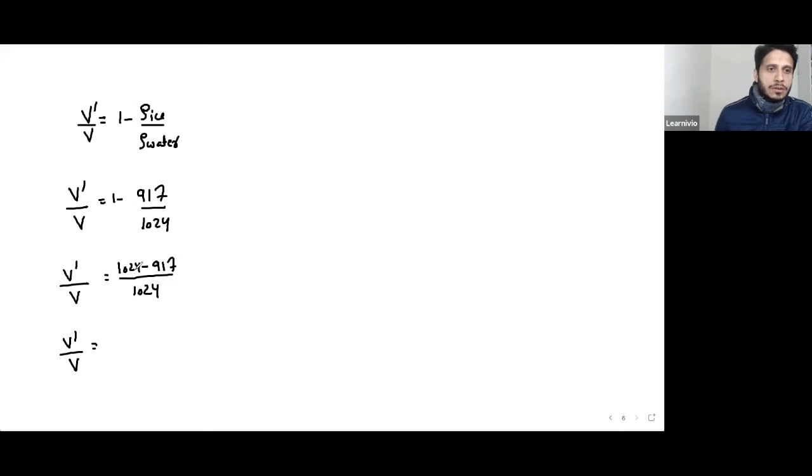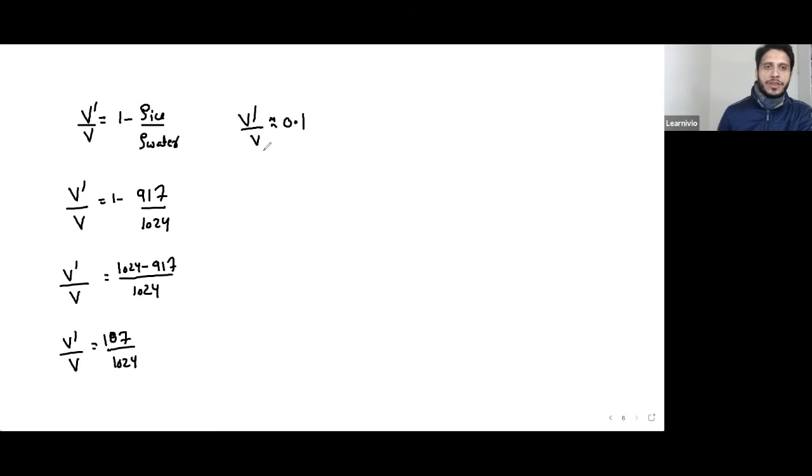This is 24, and this much is 83. 83 and 24, that is 107, by 1024. So if you take the ratio, it's near about 0.1. It's around 0.1.